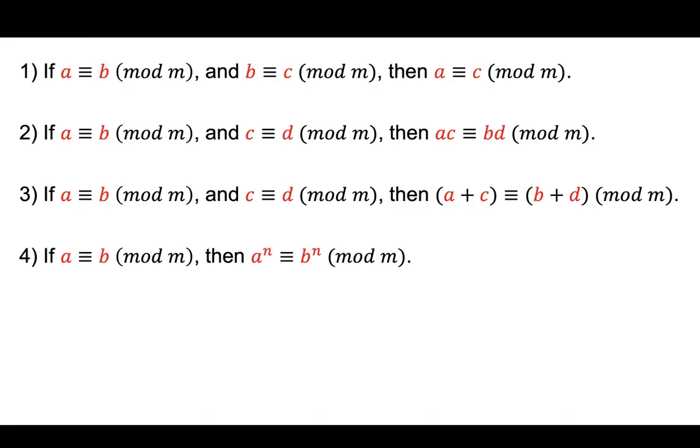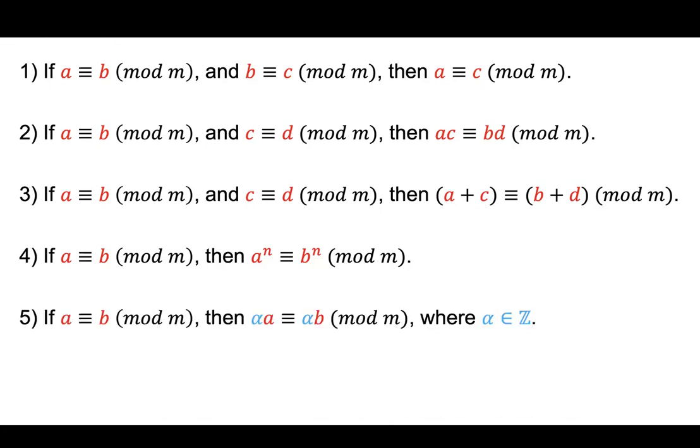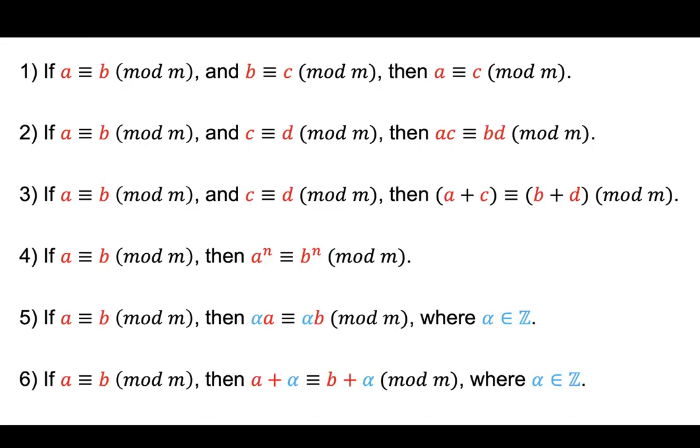Point 4, which involves powers, can actually be proven from point 2 and by using mathematical induction. In 5, it states that you can multiply both sides of the equation by an integer and still maintain the relation. And finally, in 6, the relation is maintained by adding an integer to both sides. So now, why don't we solve a problem together in which we'll use a lot of these properties?